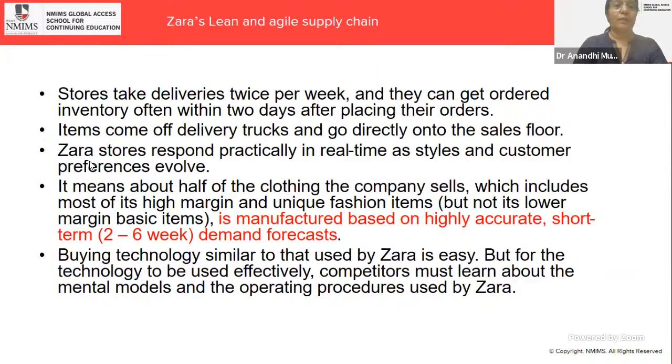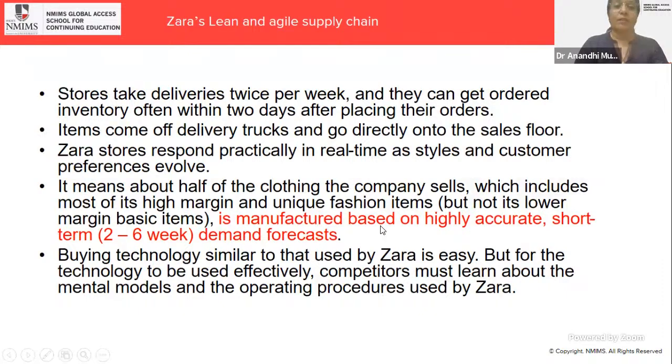So the stores take deliveries twice per week, and items come off delivery trucks and go directly onto the sales floor. So minimizing the intermediary, so that the designs go quickly and directly to the sales floor and get sold as well.